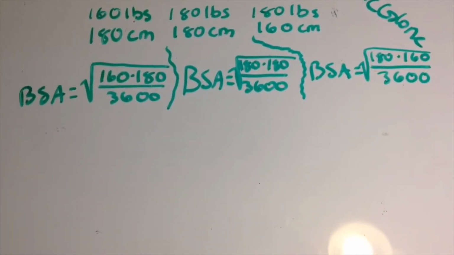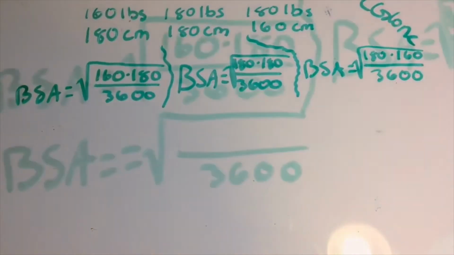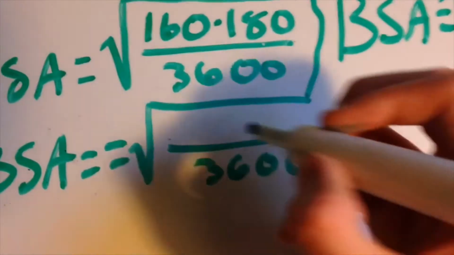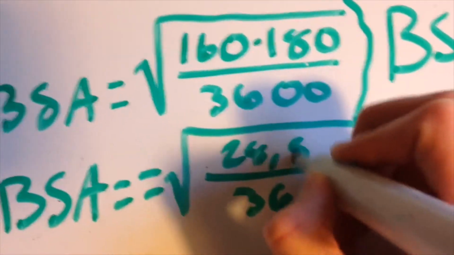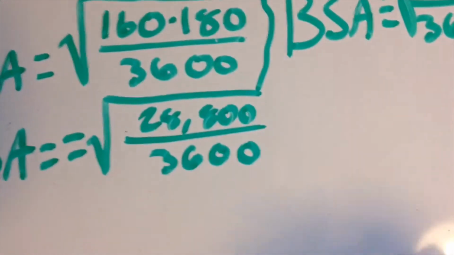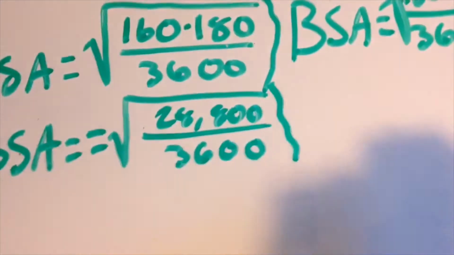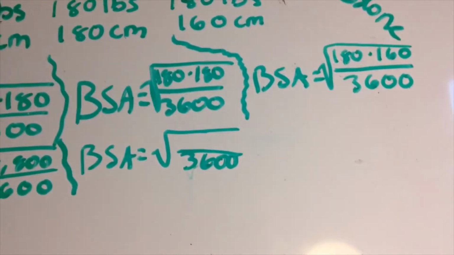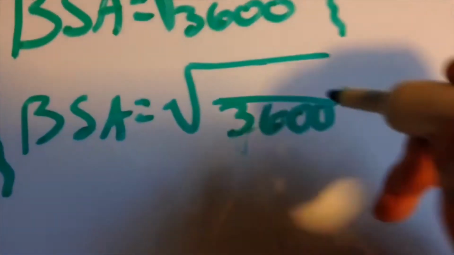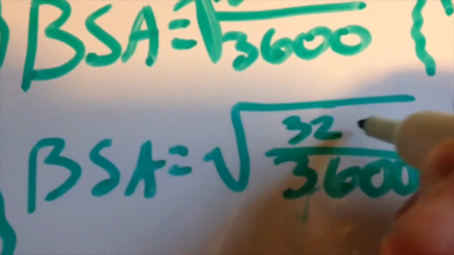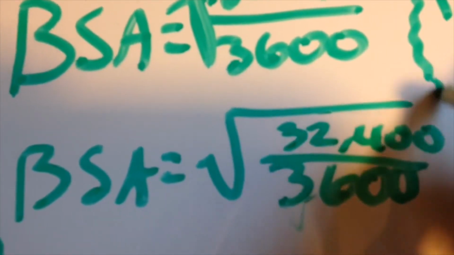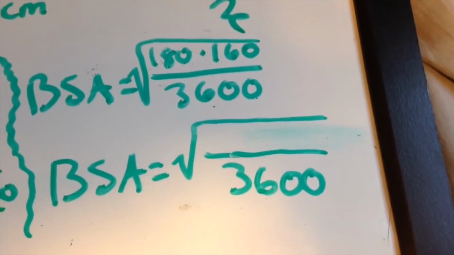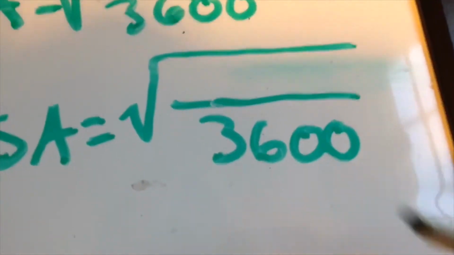There we go. So now all we have to do is simplify our numerators. So we know 160 times 180 is 28,800. Okay. Moving on. Now for Ryan, we know that 180 times 180 is 32,400. Now, for Blake, 180 times 160 is 28,800.